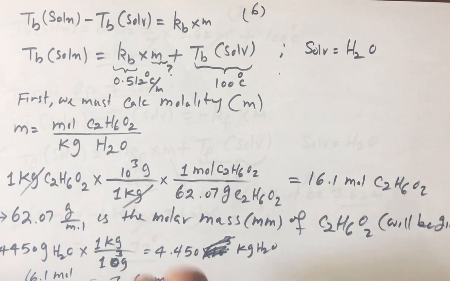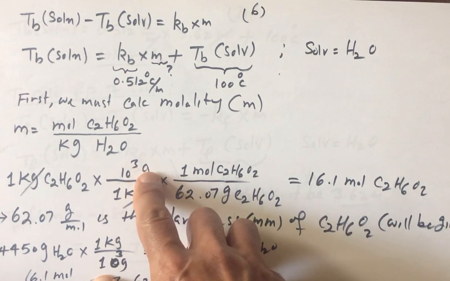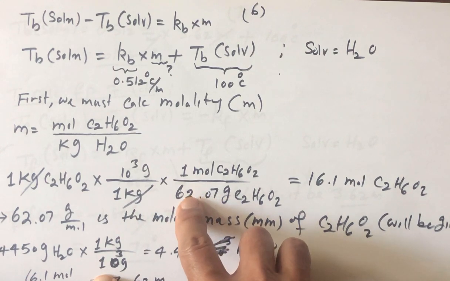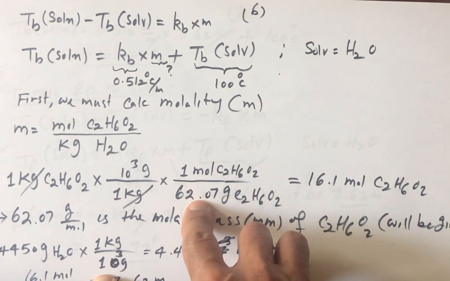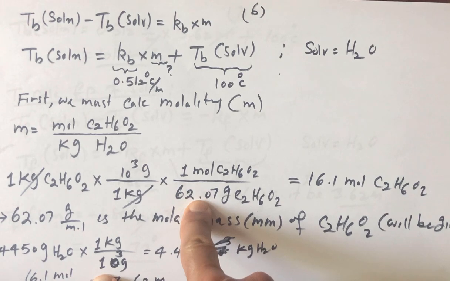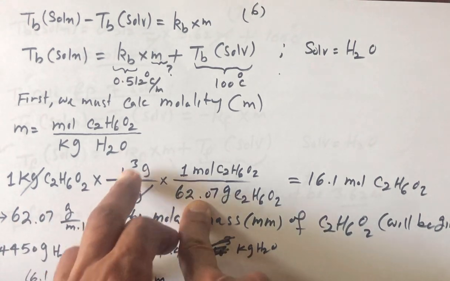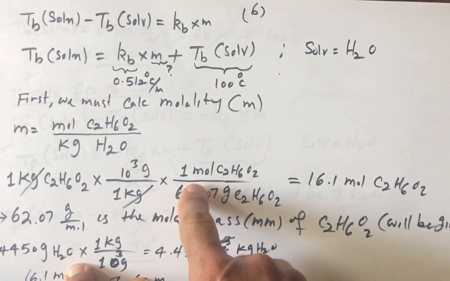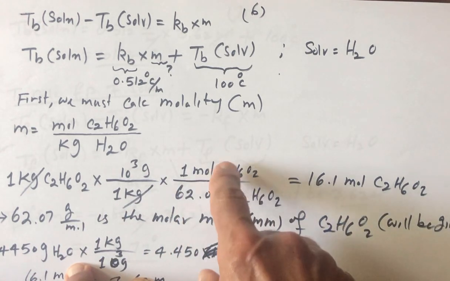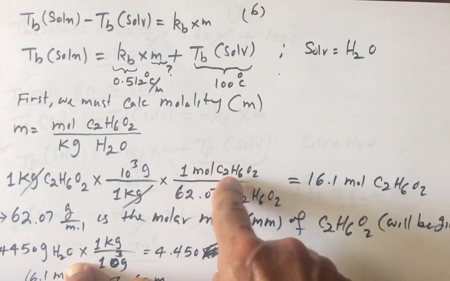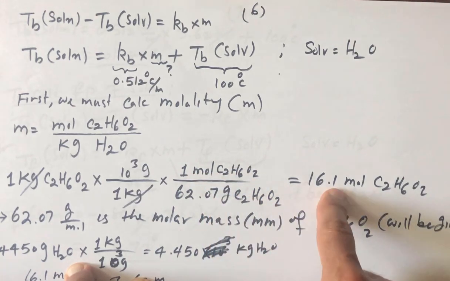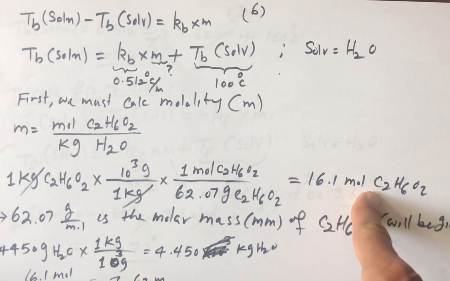So we have 1 kilogram of ethylene glycol. We need to convert it to grams first using this conversion factor, and then from there convert it to moles using the molar mass, which will be given to you. So 1 kilogram is 1,000 grams, and then we divide that by the grams per mole, which is the molar mass, 62.07. That gives us 16.1 moles.